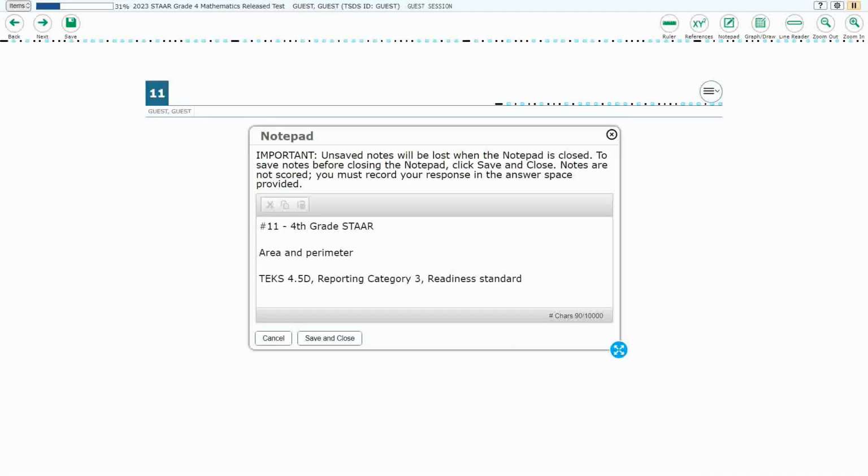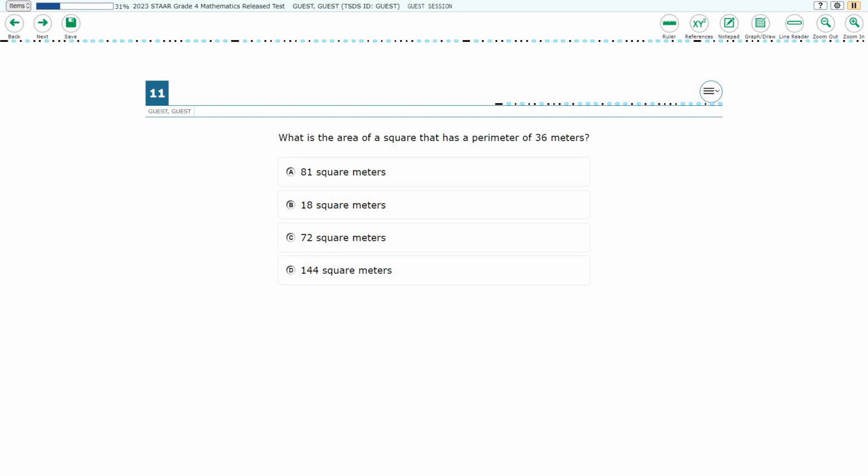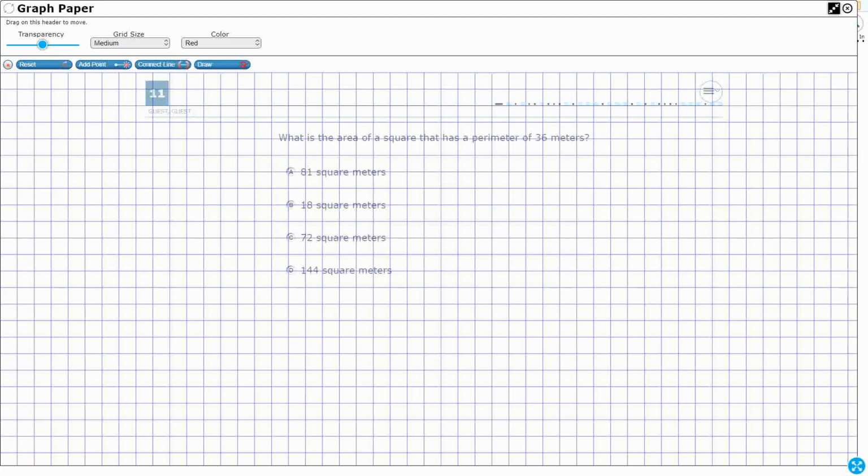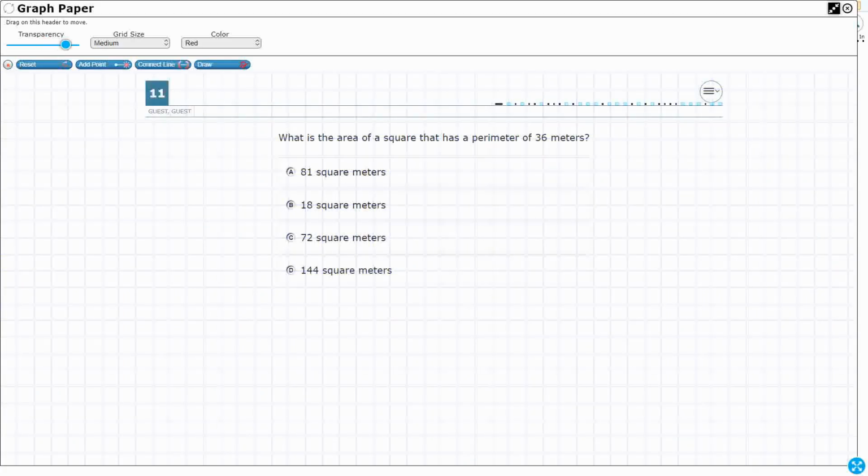For number 11, we are looking at area and perimeter. This is a readiness standard, TEKS 4.5D, in reporting category 3. So what is the area of a square that has a perimeter of 36? We have to know quite a few things here. First, we need to know that we have a square. So what does a square mean? A square means that we've got all 4 sides the same length.